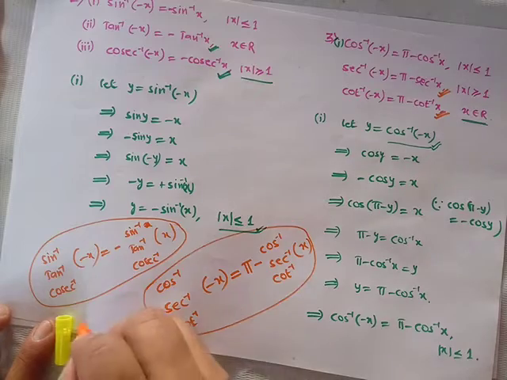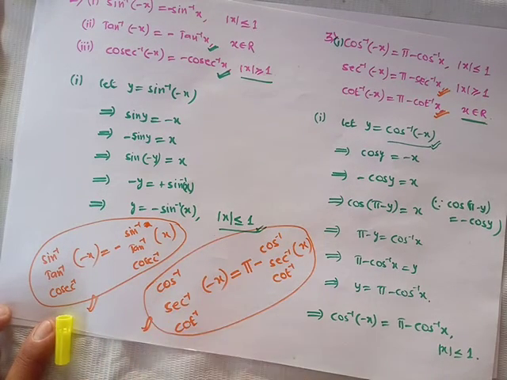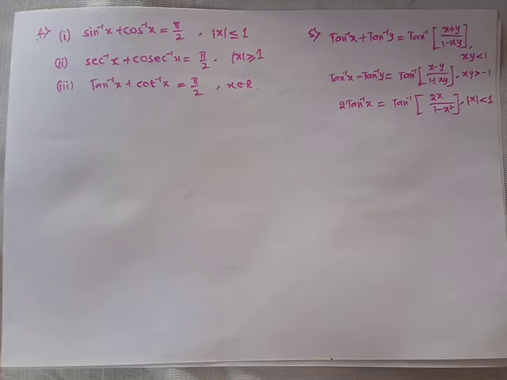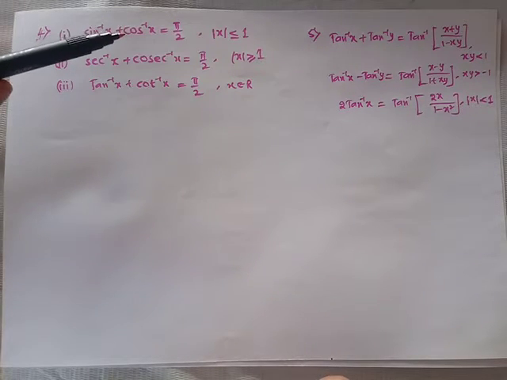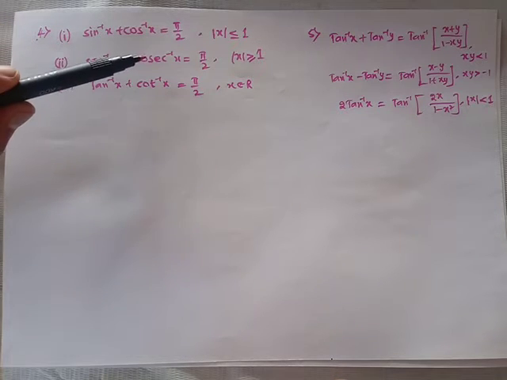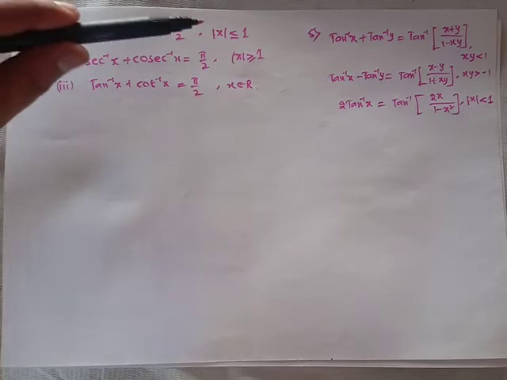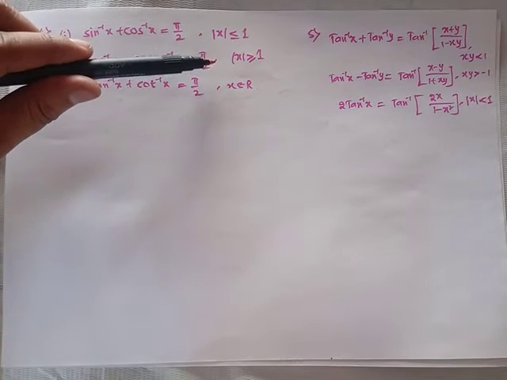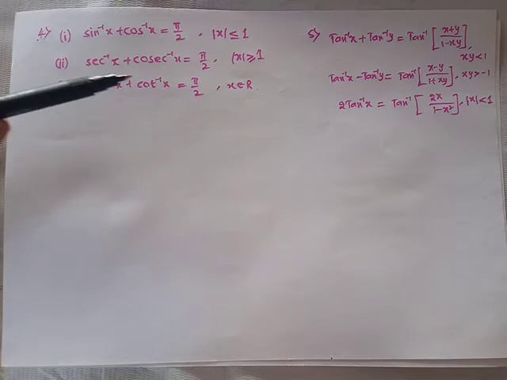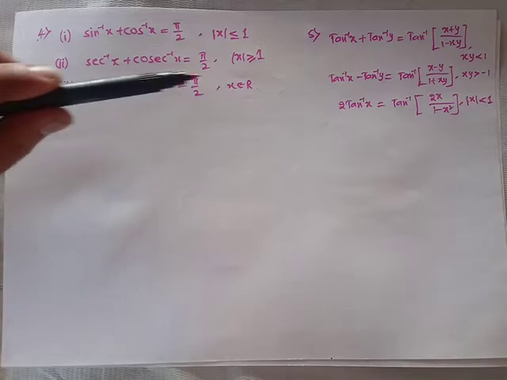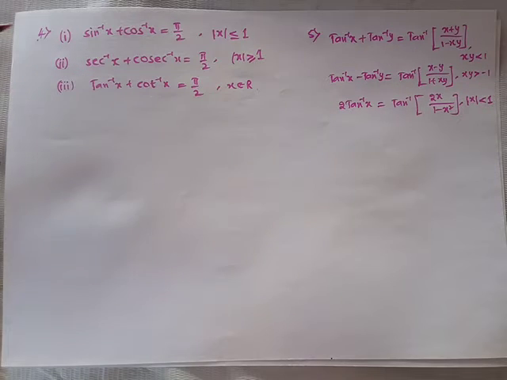Try to understand these two different types of properties. Coming to the next type of properties, here the property is sin inverse of x plus cos inverse of x is equal to pi by 2, sec inverse of x plus cosec inverse of x is equal to pi by 2, where mod x is greater than or equal to 1, tan inverse of x plus cot inverse of x is equal to pi by 2, where x belongs to R.